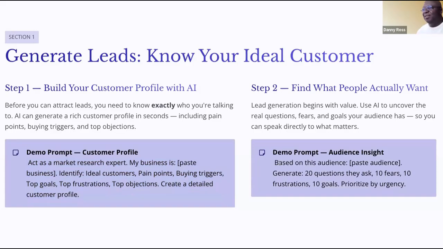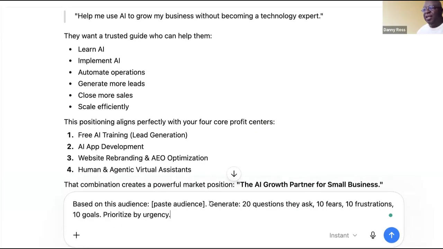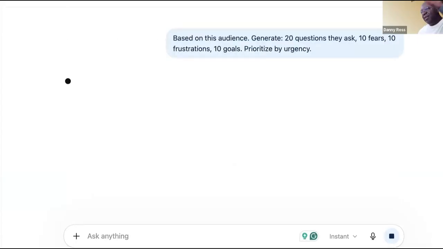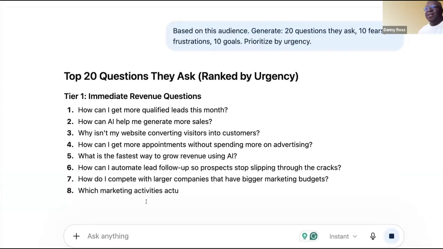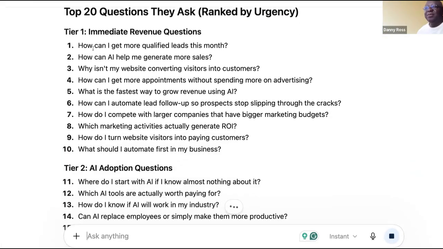Step two, based on this audience, generate questions they ask. So what's the purpose of this? The purpose is to allow us to start thinking like our customer and our target audience. This is a sequence of events using AI to help you figure this all out. So now we're going to generate 20 questions because we have the target audience defined above. These are the questions that we're actually trying to solve as a business.